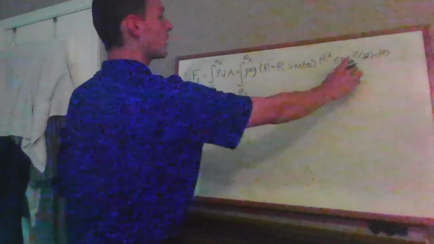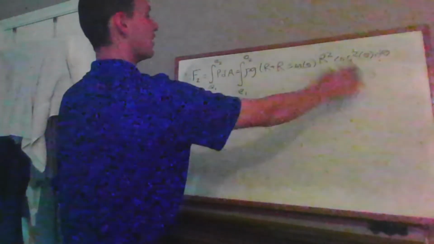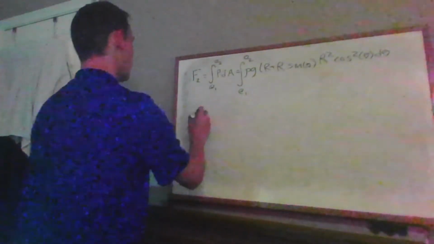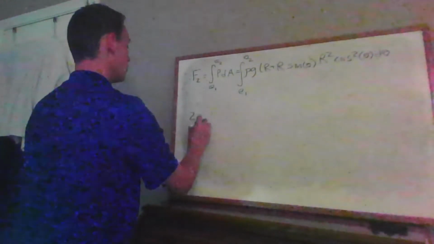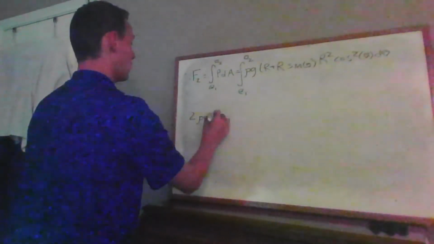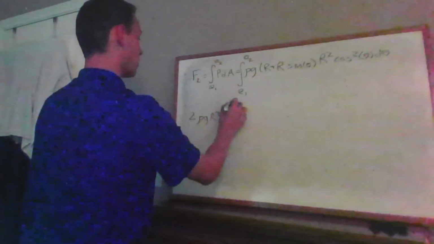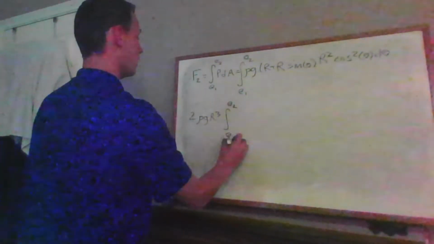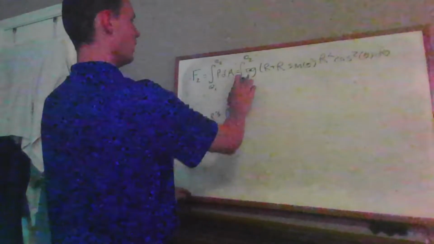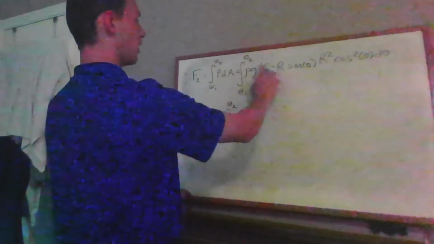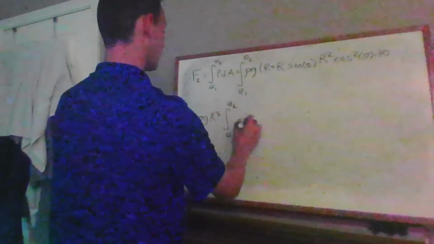Because we have r squared cosine squared theta distributed on each of these terms that already have an r, we can just pull out an r cubed as well. So this will be 2 rho g r cubed. Okay? And then our integral, of course, from theta 1 up to theta 2. And what do we have left? Well, our r's are gone, so this would just be cosine squared theta.